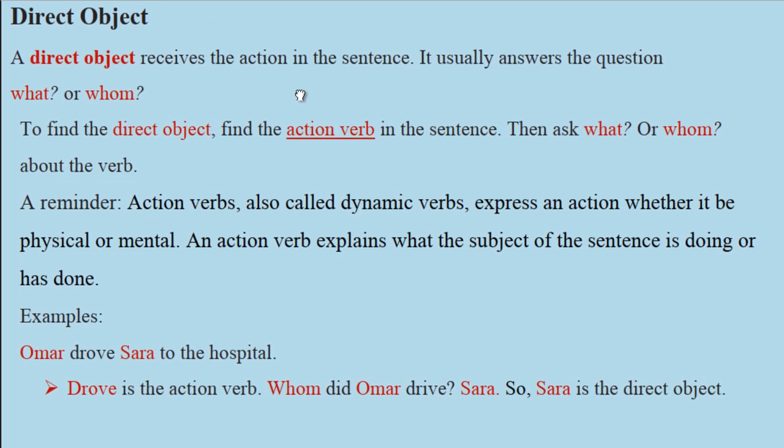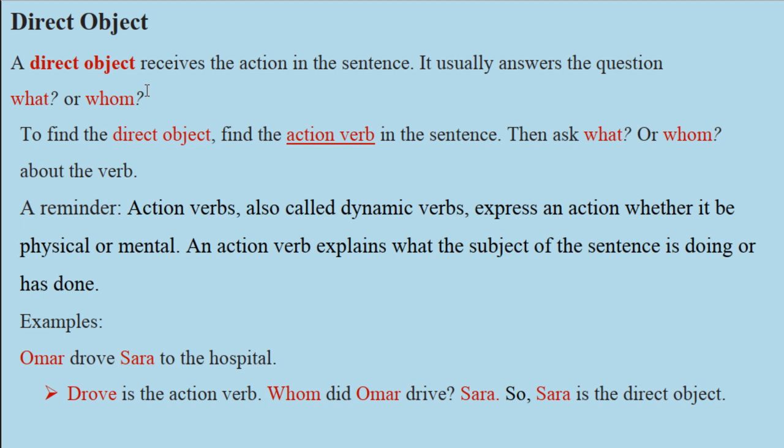What is a direct object? A direct object receives the action in the sentence. That means the action that is done by the verb in a sentence is received by the direct object. It usually answers the question what or whom. To find the direct object in a sentence you have first to find the action verb.